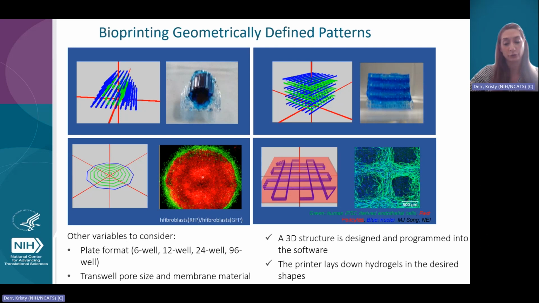And some things to also consider is what type of format you may need. So I typically use transwell plates. There are 6 wells, 12 wells, 24 wells, 96 well transwells that are widely used in my lab. Or potentially if you need something more customizable. And then you also want to consider the transwell pore size and the membrane material before designing your print as well.